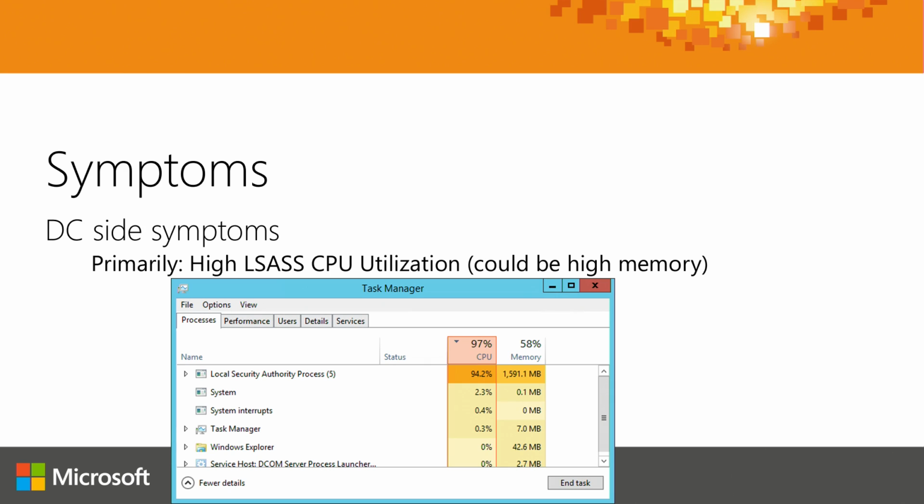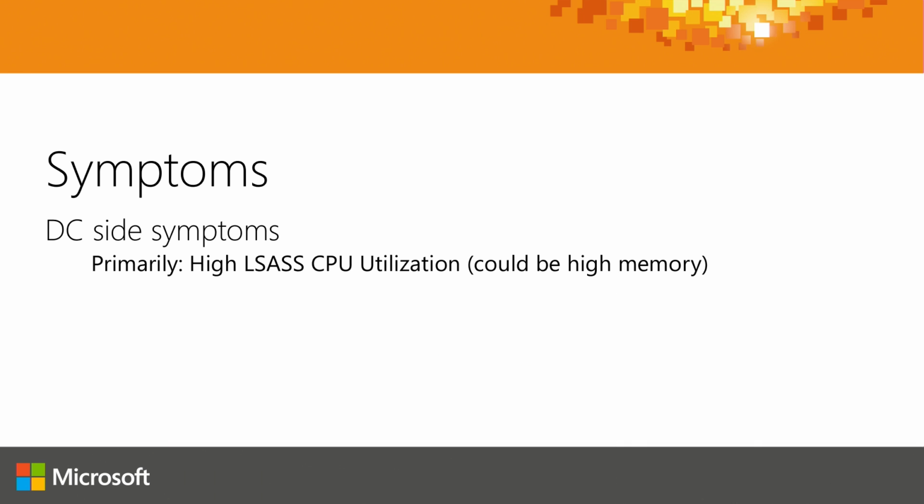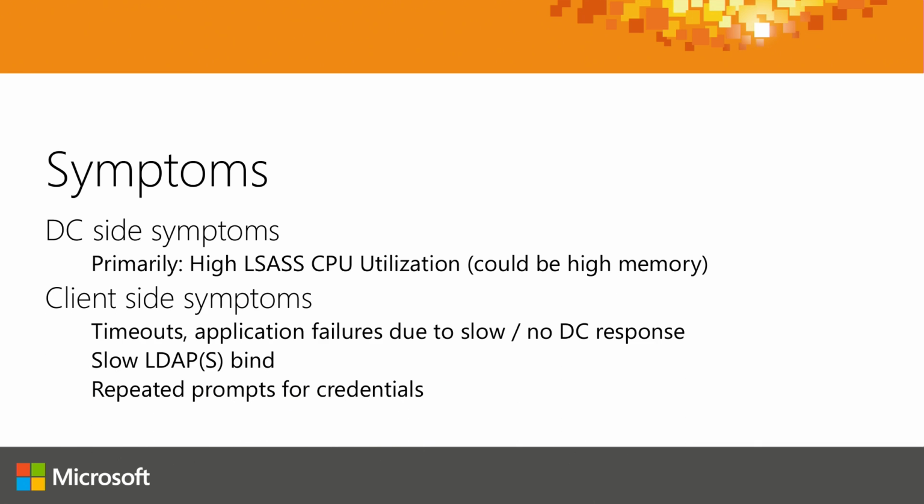Okay, so that's the DC side symptom. But then we have the client side problems. And this is really why it's an issue, right? We don't typically just look at our DCs and go, oh, CPU's running hot, there's a problem. There's only really a problem if there's some sort of application failure or slowdown, things aren't working. And this is when you guys get the call. Say, email's not working. It looks like it's AD.